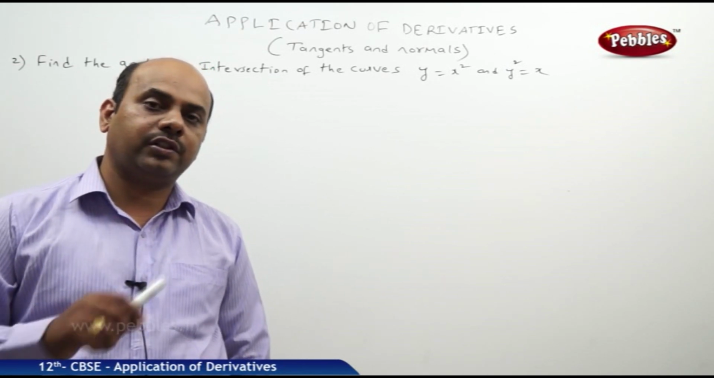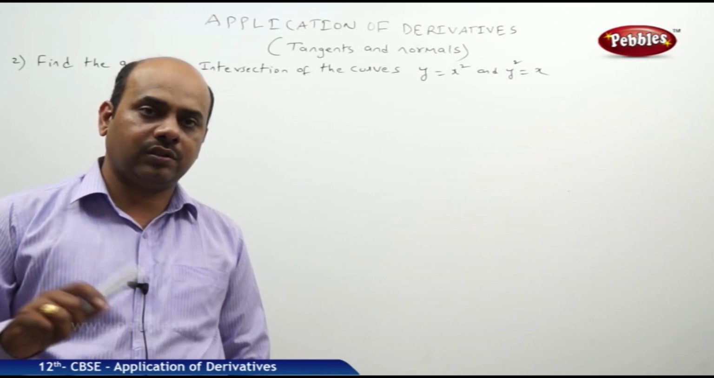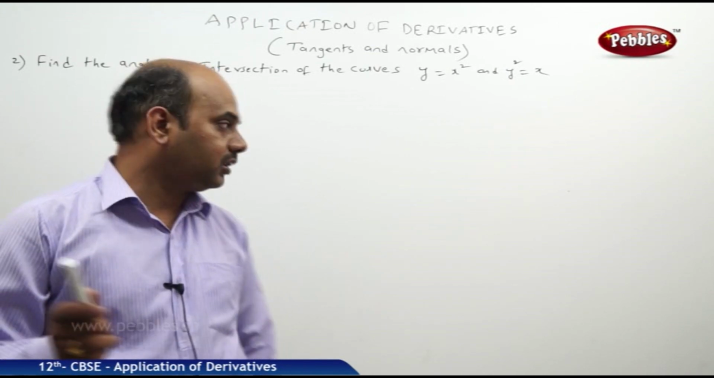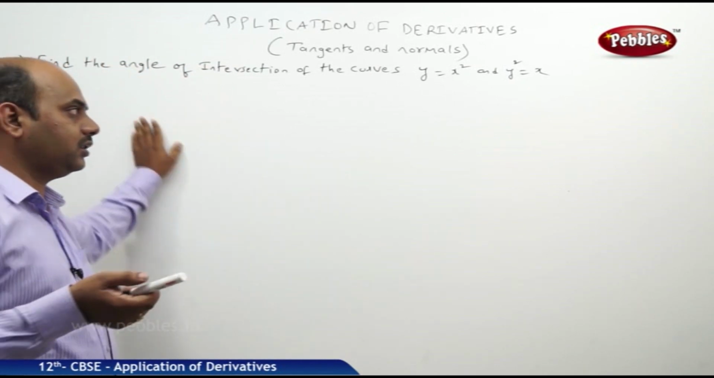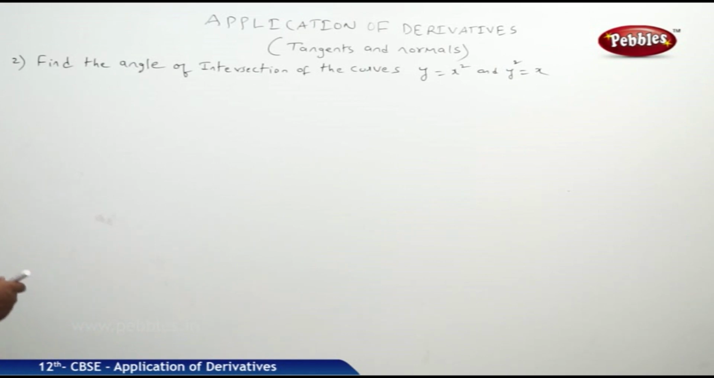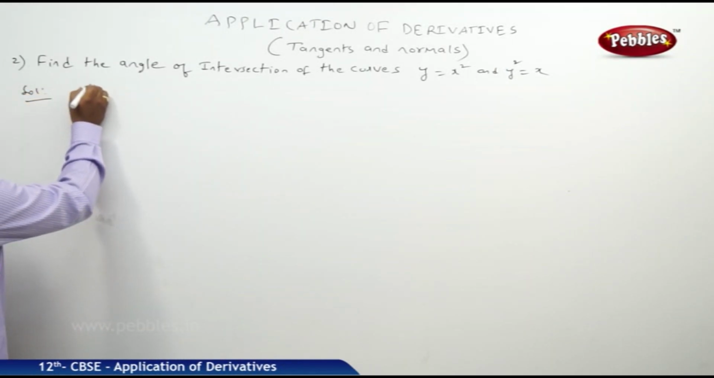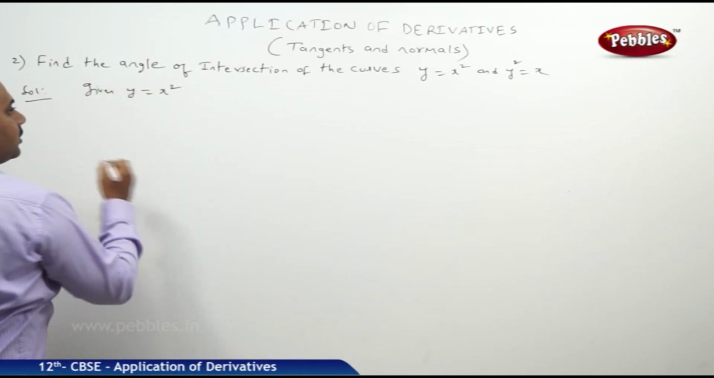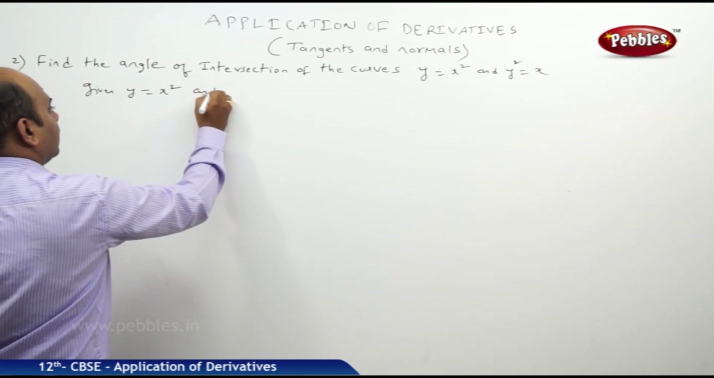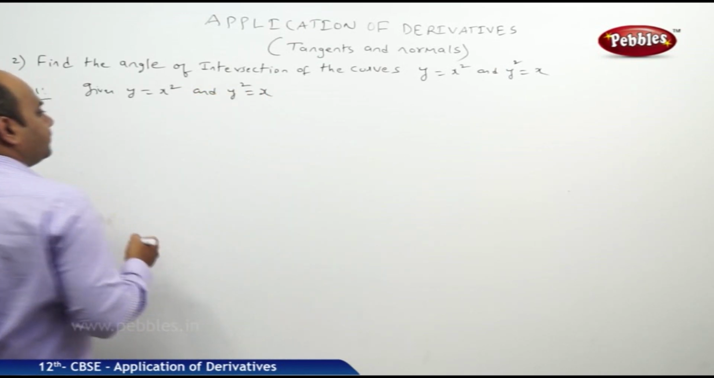That means we needed to show in the earlier problem that two curves cut each other orthogonally, or perpendicularly. But now we are asked to find the angle of intersection of the curves. Let us see how we can solve this problem. Again, given y is equal to x square and y square is equal to x.